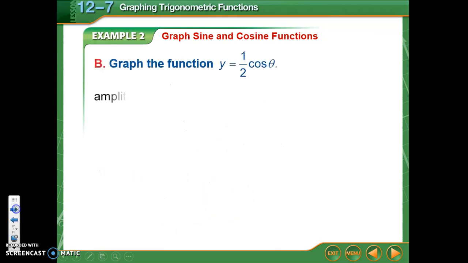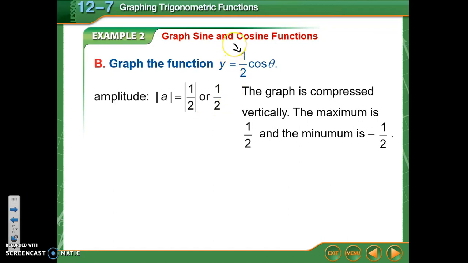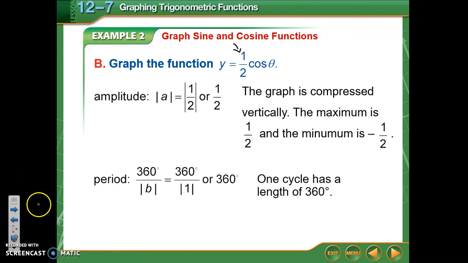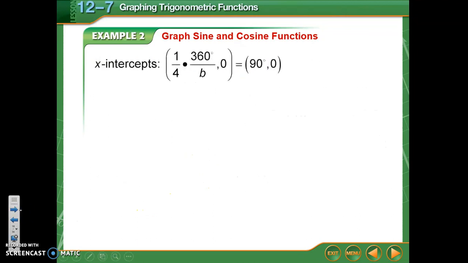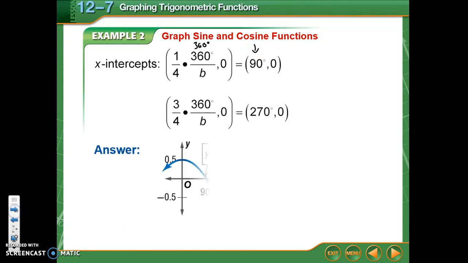So if I have 1/2 times the cosine of theta, this time my amplitude is going to change, right? That's my a value. So the amplitude is 1/2. It's a vertical compression. So it's only going to go up to 1/2 and down to -1/2. My b value here is 1. So I do 360 degrees divided by 1. So one period is 360 degrees, just like normal. And I can do my x-intercepts for cosine. It's 1/4 times the period, 0. My period here is just 360 degrees, so 1/4 of that is 90. So I'll have an x-intercept at 90 degrees. And then again at 3/4 times the period, which is 270 degrees.